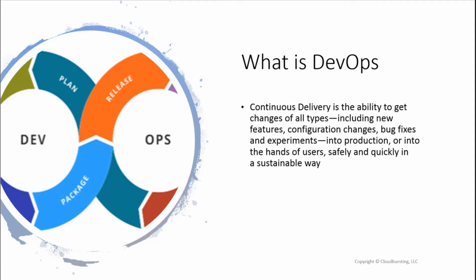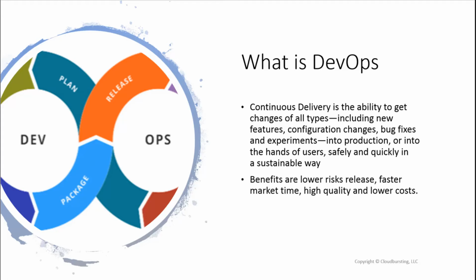Now, when we consider continuous delivery, this is a little different in the sense that it's the approach to get all those changes, whether they're feature changes, config changes, bug fixes, user requests, whatever, to place them into production safely, efficiently. The goal of continuous delivery is to reduce risk, but also provide better quality as well.